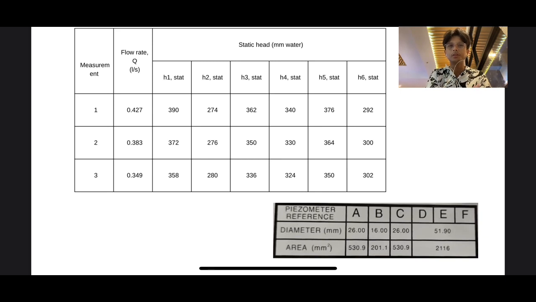My part is to tell about the result, discussion, and analysis. First of all, we can see the result, which we get from the experiment, which is the flow rate. We take 3 results, and there are H1, H2, H3, H4, H5 and H6, and we note the area, which is A, B, C, D, F, the same area.